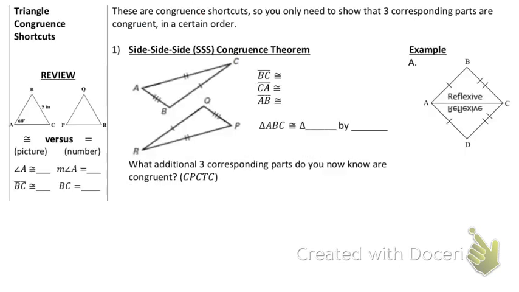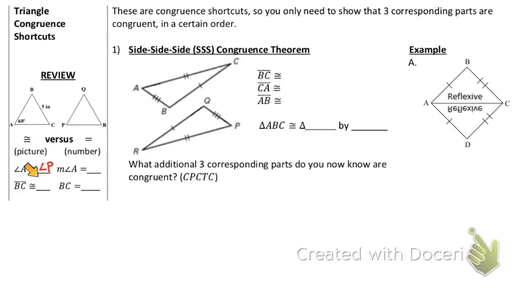Okay, before we get into our first shortcut of side, side, side, I want to do a little bit of review and make sure we understand the difference between congruence and equal, okay? Congruence means we're talking about the actual object, the picture. For example, angle A is congruent to angle P. That means the angles are congruent. It has nothing to do with the measurement, not the number. The actual angle is congruent, okay?